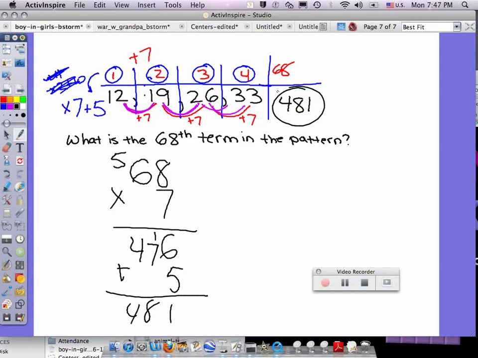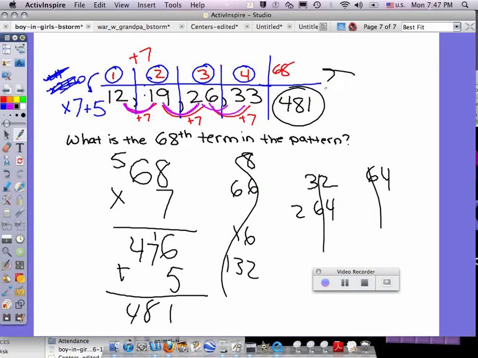If you think about it too, if the fourth term is 33, then the eighth term would be 66, I think. The 16th term, if you keep doubling them, I want to see if this works. The 16th term would be 66 times 2, 132. The 32nd term, 132 doubled, would be 264. The 64th term would be, oh no, that doesn't work. All right, so stick to this.